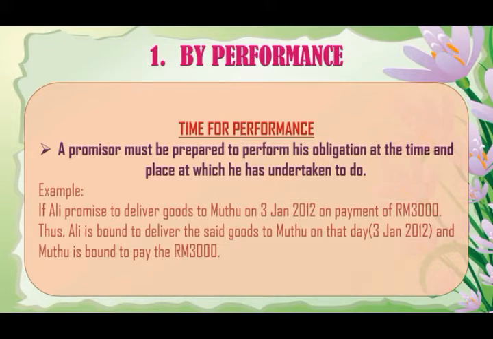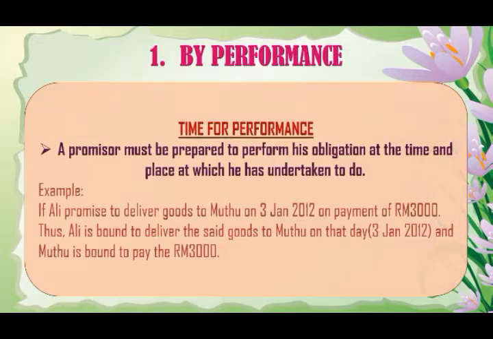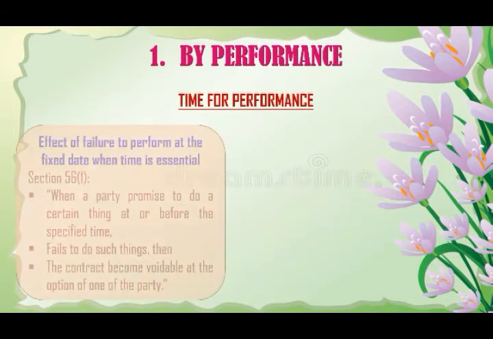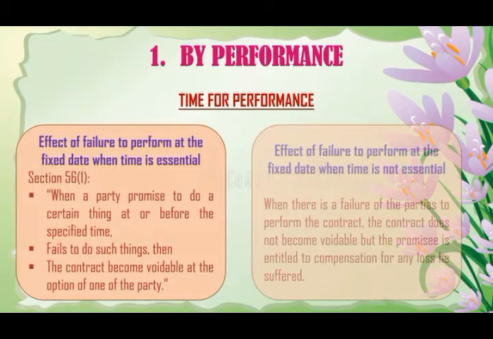For example, if Ali promised to deliver goods to Mutu on the 3rd January 2012 on payment of 3,000 ringgit, thus Ali is bound to deliver the said goods to Mutu on that day and Mutu is bound to pay the 3,000 ringgit. Inside time for performance, there are effects of failure to perform at the fixed date when time is essential. In Section 56(1), when a party promised to do certain things at or before the specified time, fails to do such things, then the contract becomes voidable at the option of one of the parties.